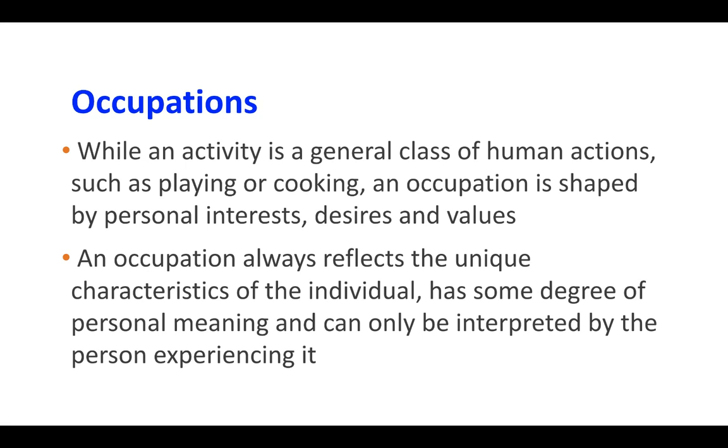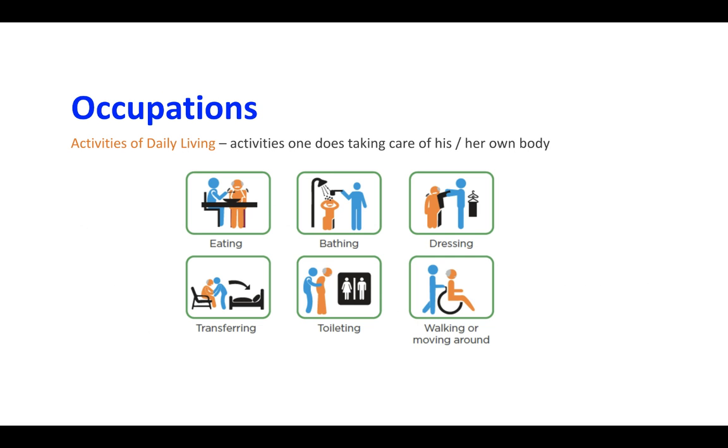So this is very unique amongst individuals, but it can be grouped into a general population. An occupation always reflects the unique characteristics of an individual. It has personal meaning and can only be interpreted by the person experiencing it. Again, somebody who is playing the violin may be able to share that they are experiencing this occupation of playing this instrument by the way that they feel. But you may not have the same feeling because it's interpreted only by that person experiencing it.